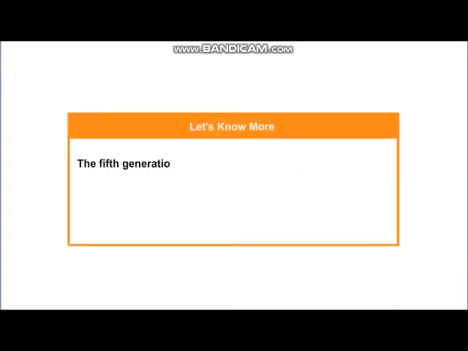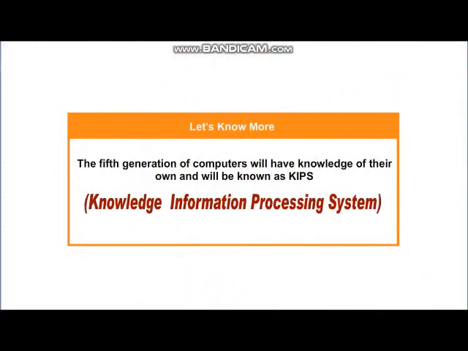Okay, let's know more. The fifth generation of computers will have knowledge of their own and will be known as KIPS, Knowledge Information Processing System. Let me tell you about the external memory.